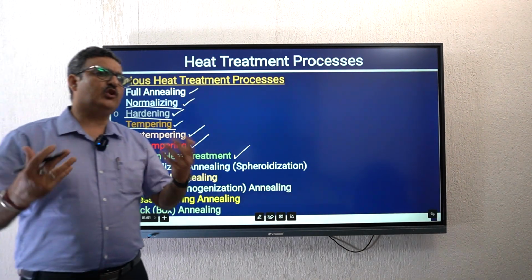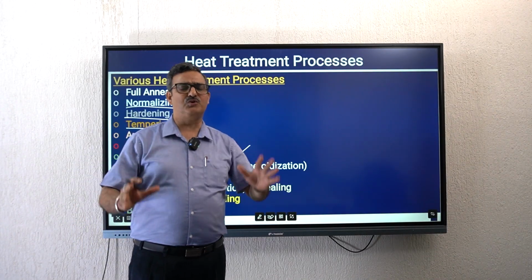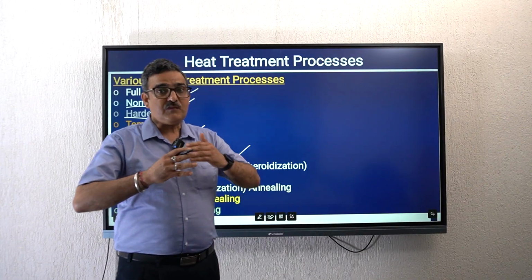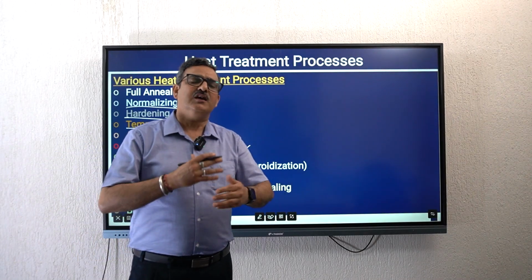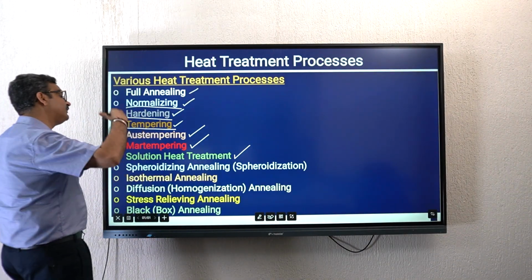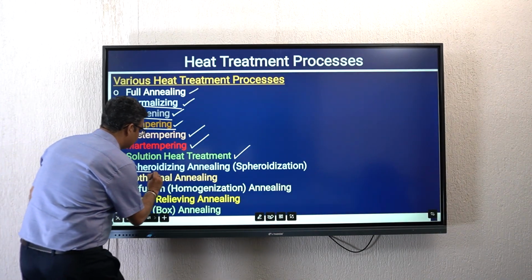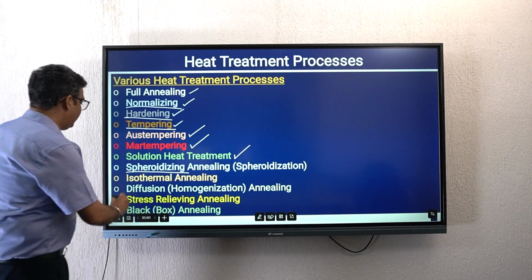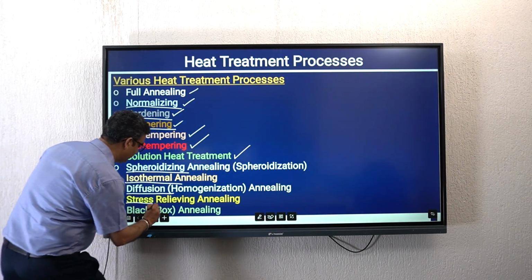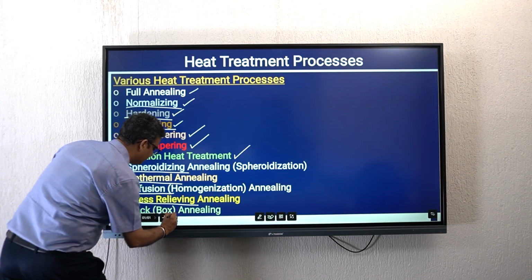And see, whenever you call a heat treatment annealing, annealing means cooling has to be very, very slow. The third step in heat treatment has always to be done under equilibrium cooling conditions, cooling rates which are very, very slow. So other types of annealing with different purposes than the full annealing process are spheroidizing or spheroidization annealing. We have isothermal annealing, we have diffusion annealing, we have stress relieving annealing, and we have black annealing, which is also referred to as box annealing.